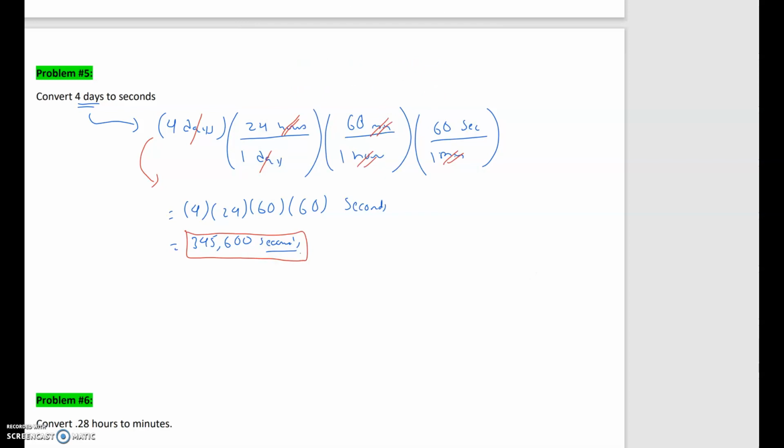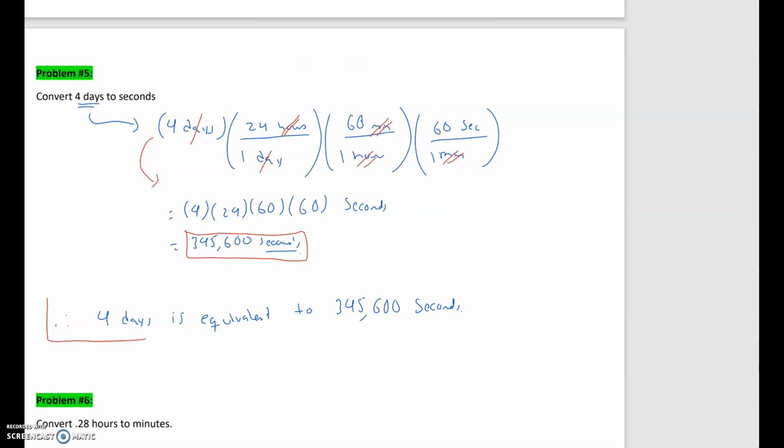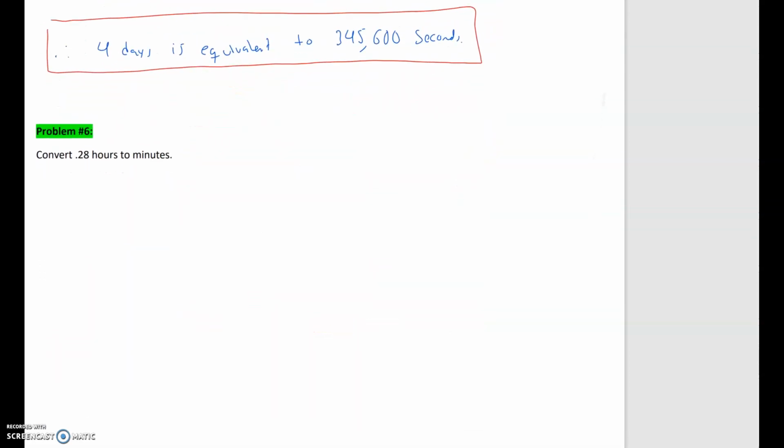And let me rewrite it. So 4 days is equivalent to 345,600 seconds. That's actually it for problem 5. Let's move on to problem 6.